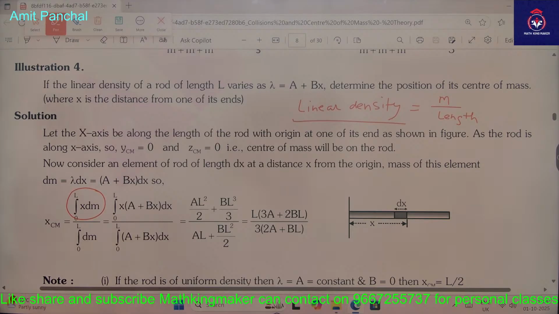You never taught that. Yeah, I told you. We did something like 1 by m integral of r dm. So that was the same thing. Do you get it? Okay, we will just solve it.